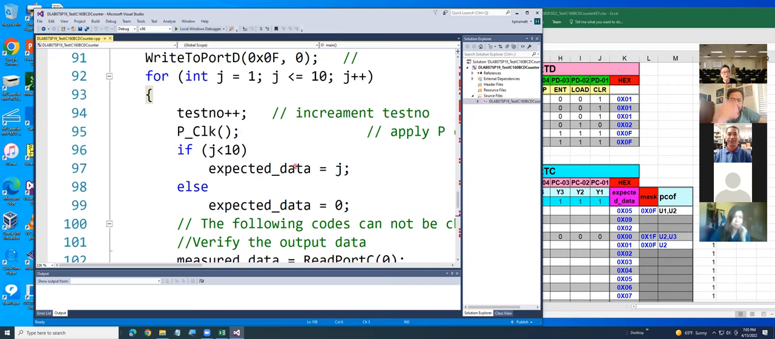Later you will be testing memory. It has 512 locations in the memory you want to test. You don't want to write 512 tests for one data and another 512 tests for another data. You cannot. That's why you must use the for loop. With just a few lines of coding, it will do 512 tests for you. Very, very important. Okay.